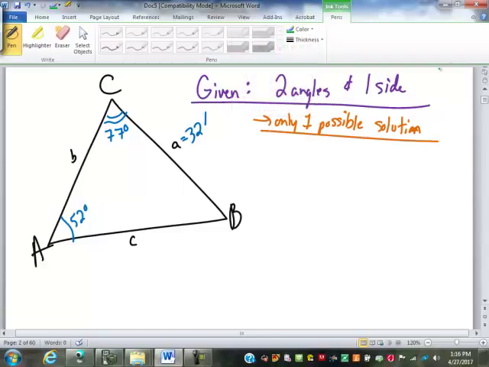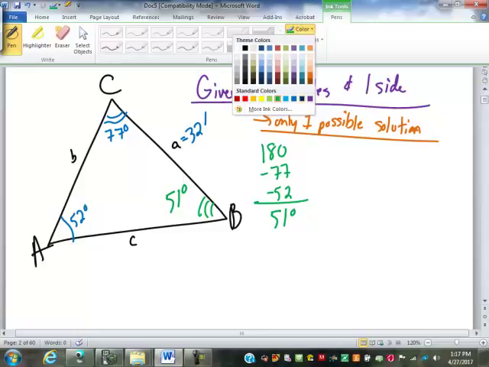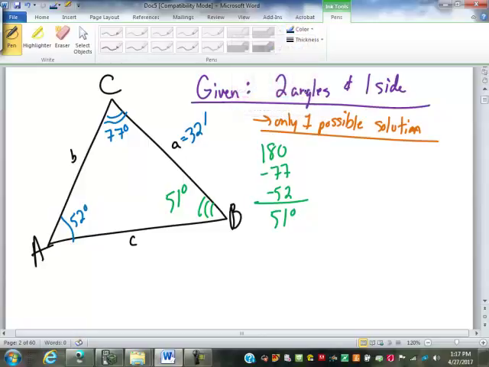First of all, how do I find angle B? Yeah, 180 minus 77 minus 52, otherwise known as 51 degrees. So if we know two angles, finding the third angle is pretty darn easy.